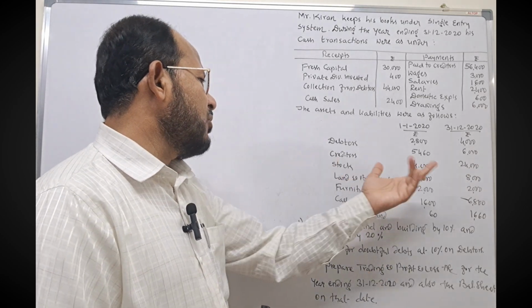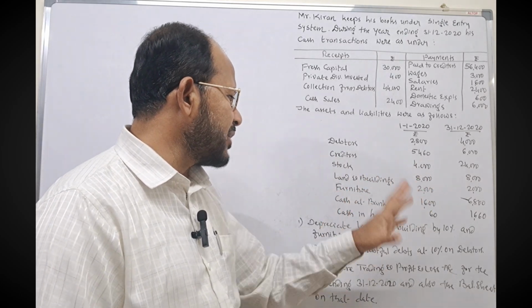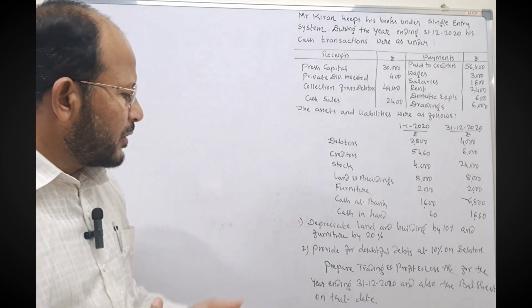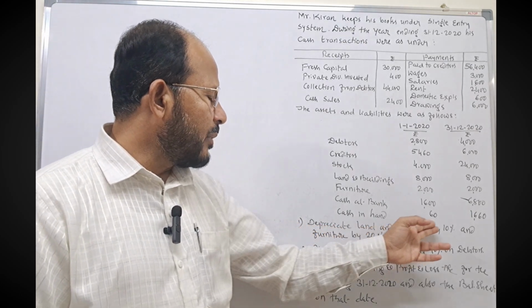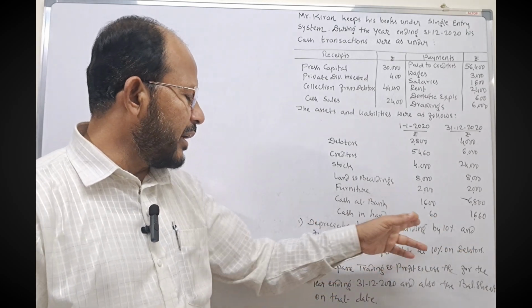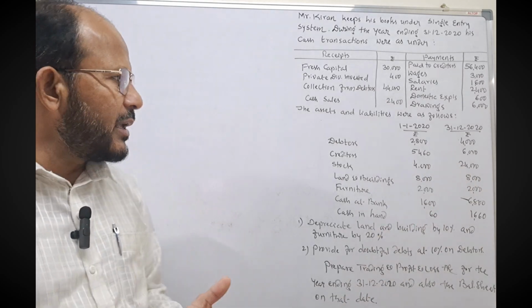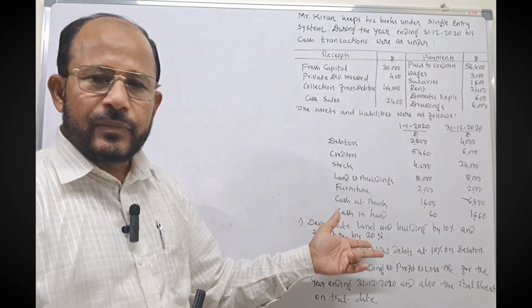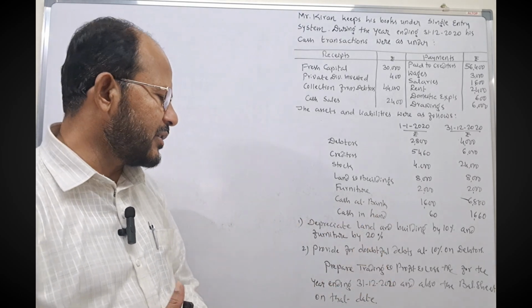Next, stock is given, opening stock and closing stock, land and buildings, furniture, cash at bank, cash in hand, and also adjustments are given. See here, depreciate land and buildings by 10% and furniture by 20%. Now we have to apply this percentage on the closing value of land and buildings and the closing value of furniture, calculate the depreciation and show the same amount in the profit and loss account.